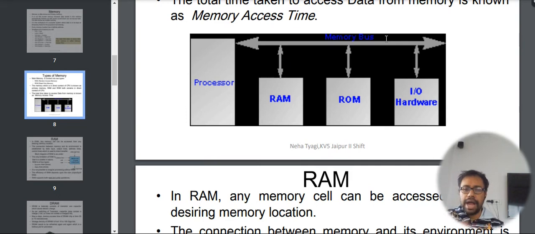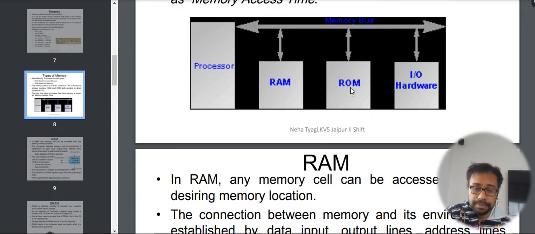So see how the arrangement lies. From the processor itself, in the memory bus, the RAM and ROM are attached. You can see there are two RAM ports in the motherboard where they are attached. I will show you the motherboard diagram on a separate day, followed by the IO hardware.